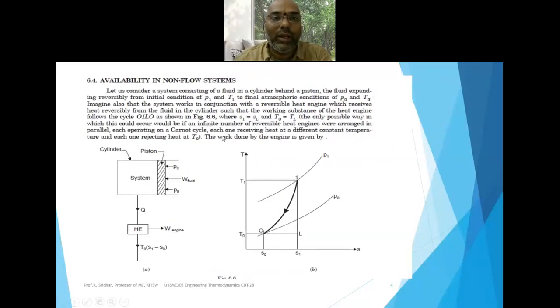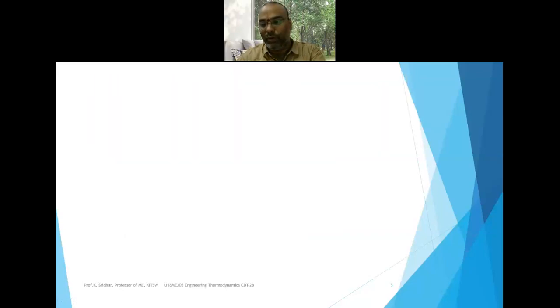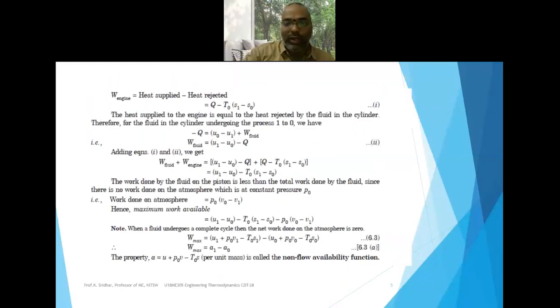Now the availability in a non-flow process. How can we find the availability in a non-flow process? Because now we have studied the flow, let us come to the non-flow process. In the non-flow process also, once again we have to deal with the entropy equation, from the combination of the first law and the second law of thermodynamics. Here we are able to derive that the maximum work obtainable from the non-flow process is equivalent to U plus P naught V minus T naught into S. That is, one stands for the inlet condition and naught stands for the environmental conditions.